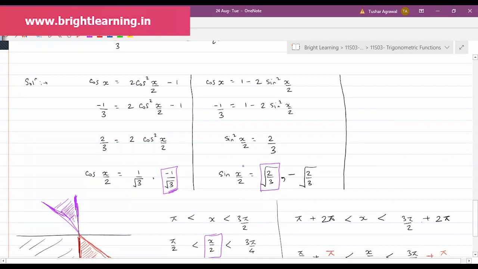If you go for the red region, cos turns out to be positive, but the partner value, sine x by 2, turns out to be negative. So tan will always be negative. Tan x by 2 will always be equal to the division, which is minus of root 2. Tan will always have a single value. It will always be negative. That is minus of root 2. Is this clear?